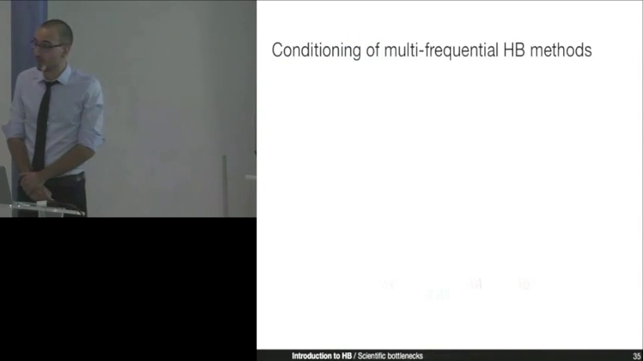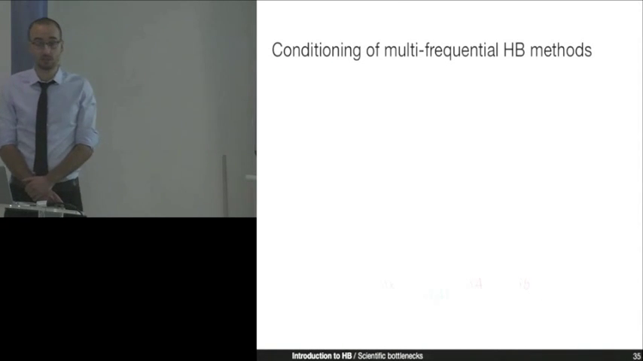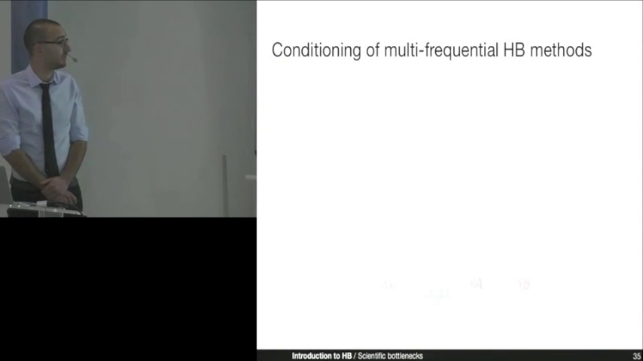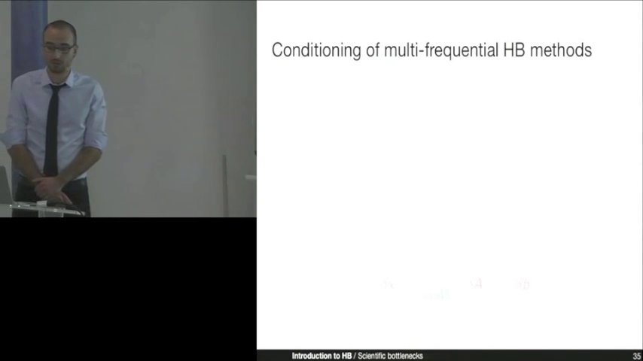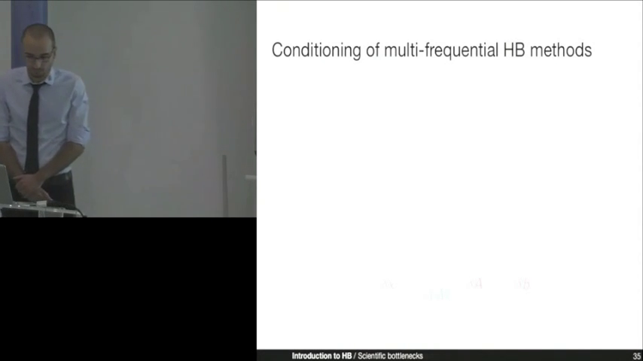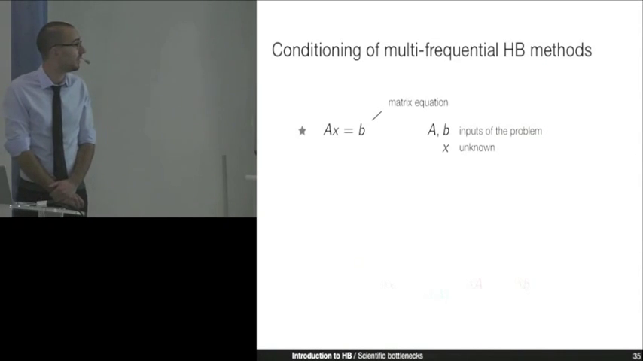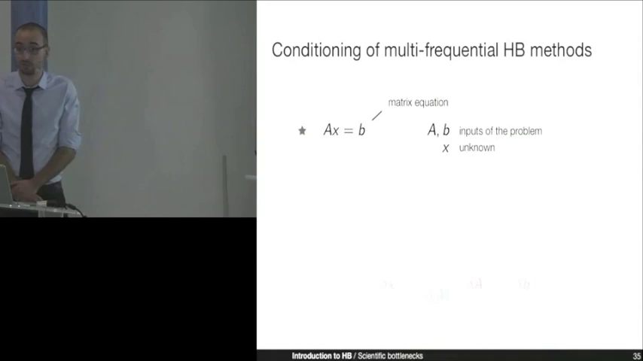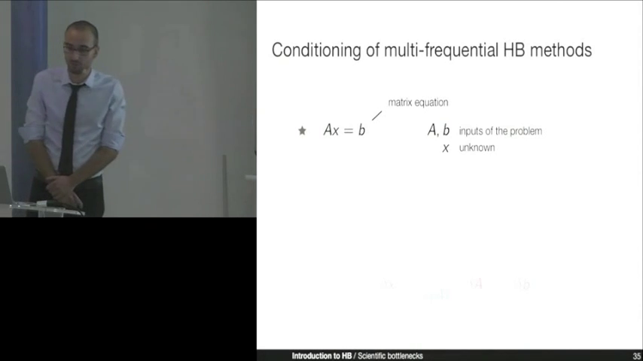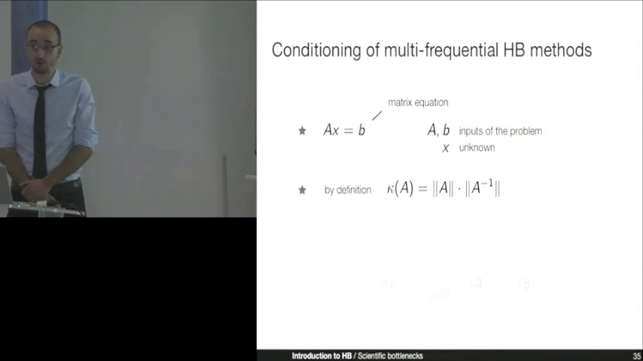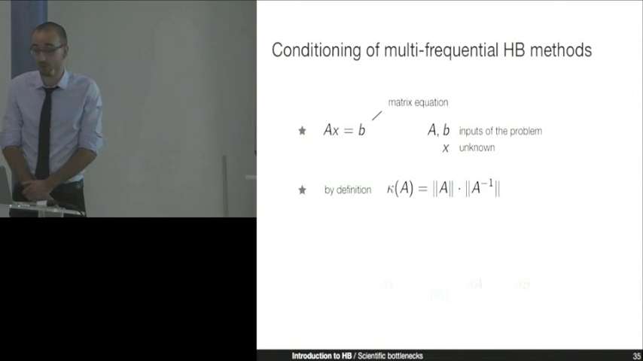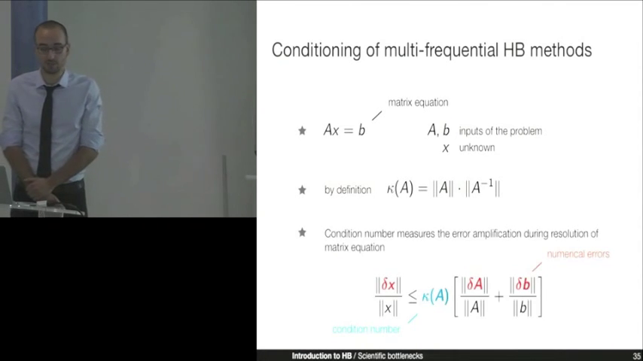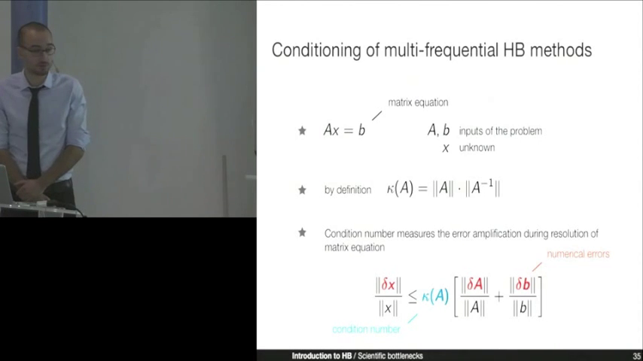There are actually two main bottlenecks associated with this PhD and with the use of the multi-frequential harmonic balance. The first one is the conditioning of the harmonic balance. If you consider a matrix equation Ax = b, with A and b being inputs of the problem and x the unknown, by definition we define the condition number as the norm of A multiplied by the norm of A^-1. The condition number actually measures the error amplification during the resolution of the matrix equation.